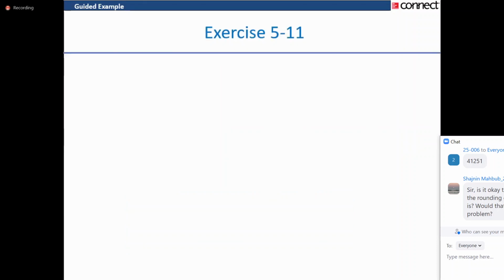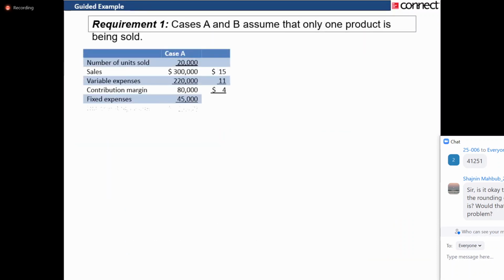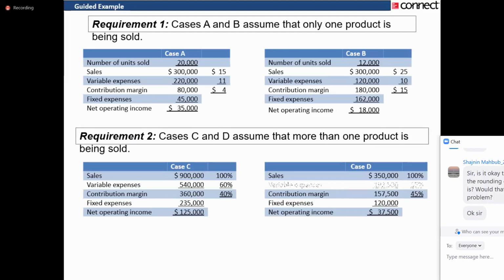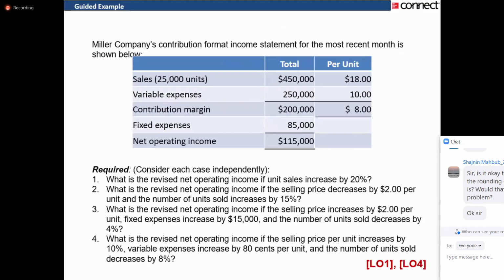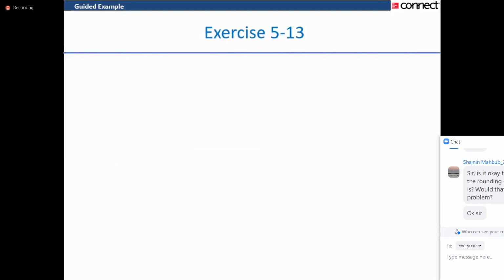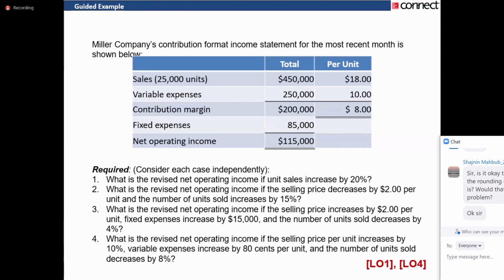Okay, so what we would like to do now is look at another problem, exercise number 513, because I find this problem comprehensive, and we talked about it in the third part of our lecture on the cost volume profit relationship. Exercise number 513 is a comprehensive problem. Miller Company's contribution format income statement for the most recent month is shown below.